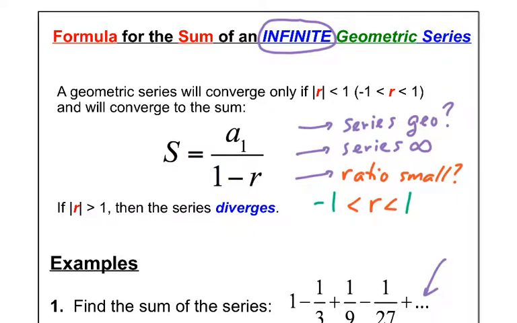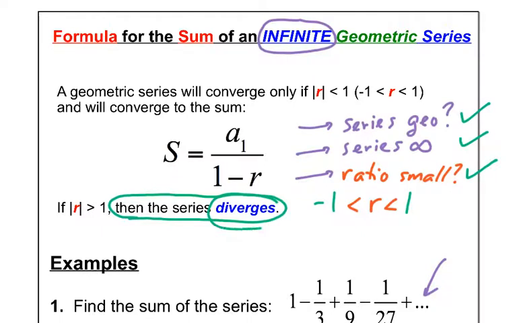If the ratio is bigger than that, then the series diverges, meaning it doesn't have a final sum. So we can't do it. So make sure you go through these 3 little checklists here, folks. Is the series that you're trying to add geometric? Good. Is the series infinite, and is your ratio small enough? And if it's not small enough, then it diverges and we can't answer it. But if it is small enough, we can find it.